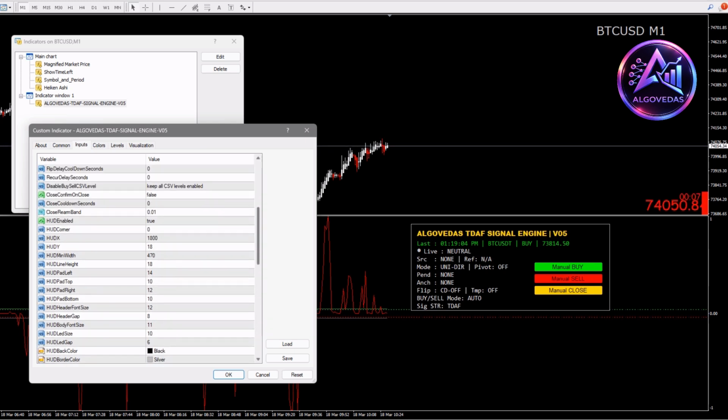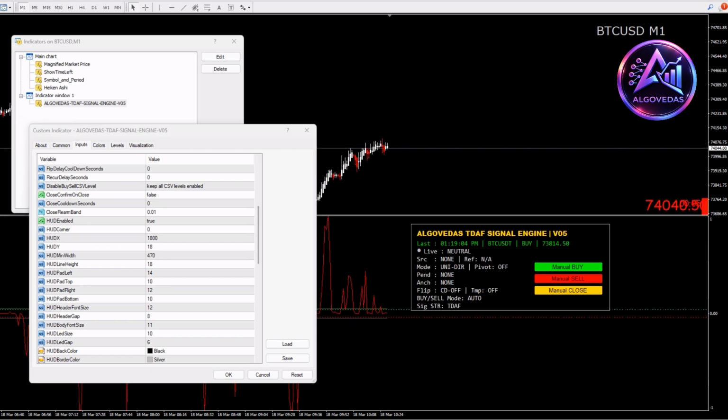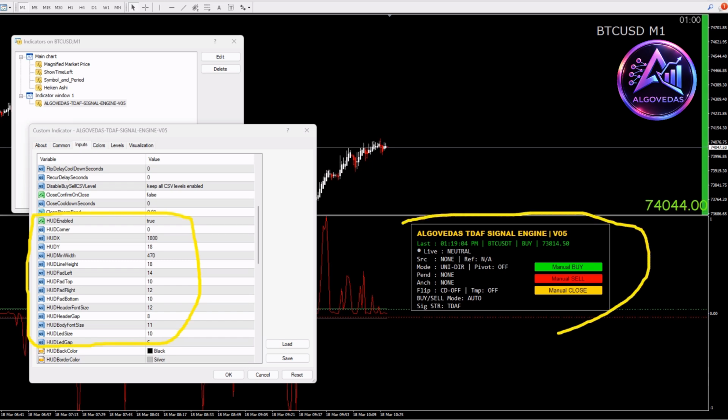And finally, the HUD, your command center. It shows last signal, live logic, source, active level, mode, flip state, all in real time. You're not guessing, you're seeing the logic unfold.